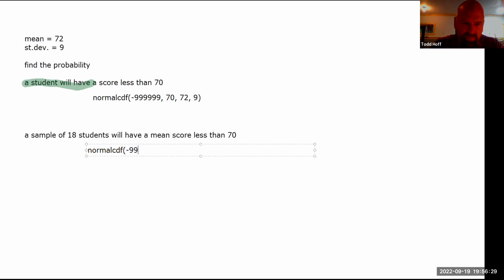So we're still going from negative infinity up to 70. We still have a mean of 72. The mean of our sample means, the mean of our sampling distribution, is always equal to the mean of the population. It's the standard deviation that has to be adjusted. So it'll be 9 divided by the square root of our sample size. The sample size here is 18. So it's 9 divided by the square root of 18. So let's find this value here for the single student.